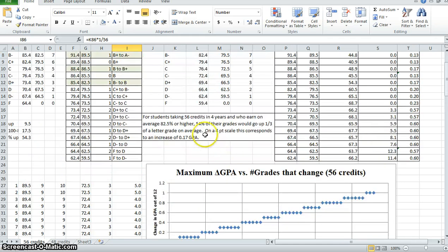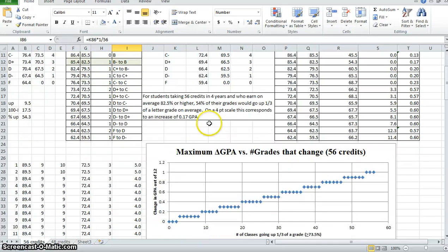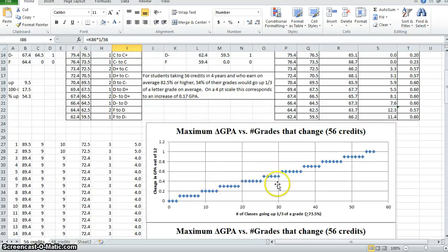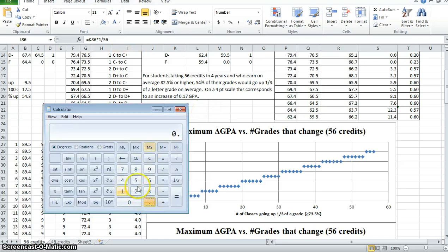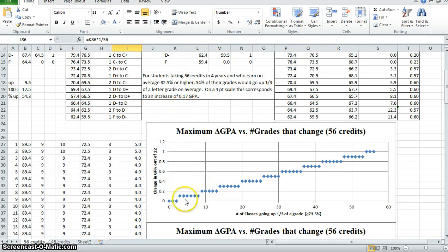Well, remember what I said. I said 54% of their grades would go up by a third of a point. So what I did was I found out where that 54% was. And where did I find that exactly? Okay, so 54% of 56, I forget what that is. Let me check that out real quick. 0.54 times 56, that's 30 classes. So they'd have to have 30 classes.